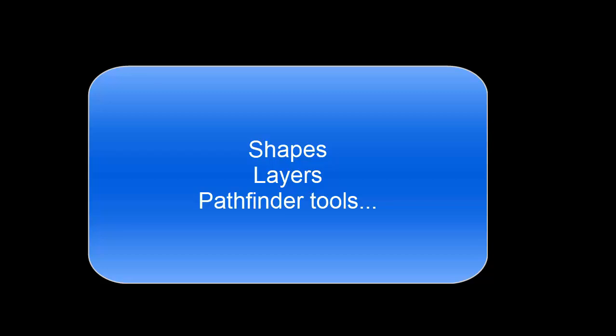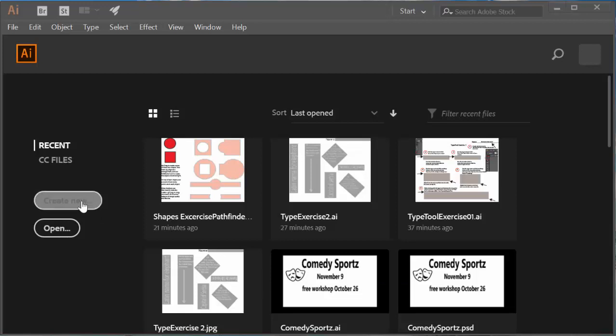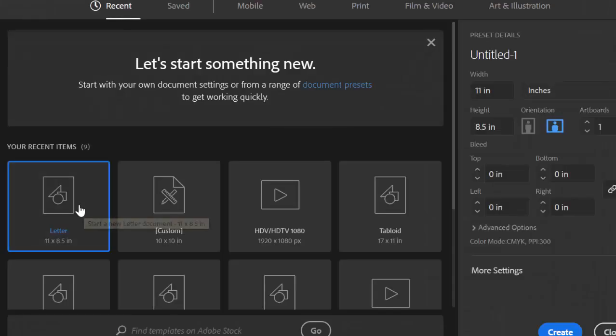Hey everybody, in this video we're going to be learning how to use Adobe Illustrator to make shapes and combine shapes and layer shapes and stuff like that. So let's make a new document. Here's a new document, button says create a new document. Pretty sure I clicked on it. There we go. Now it's awake.